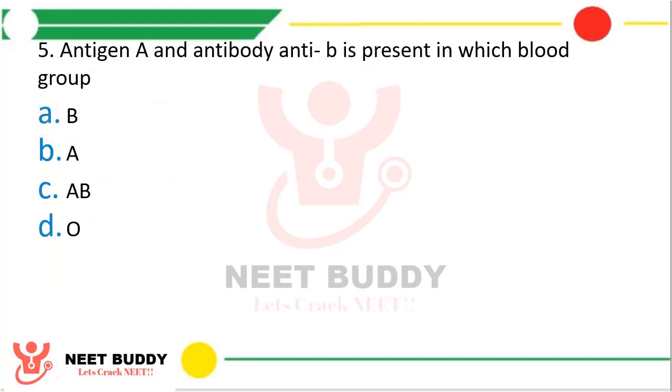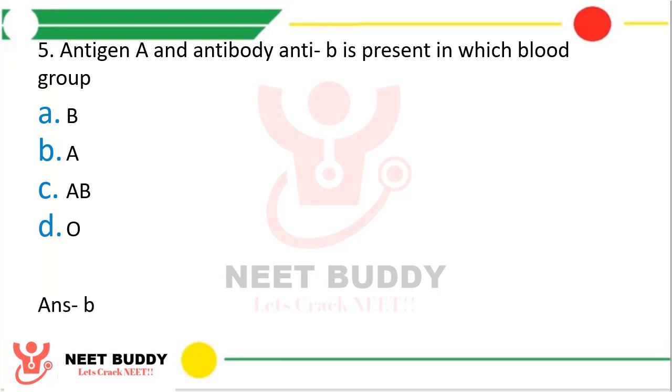Question number 5. Antigen A and antibody anti-B is present in which blood group? Option A, B. Option B, A. Option C, AB blood group. Or option D, O blood group. Antigen A, antibody anti-B. The correct answer is option B, that is blood group A.